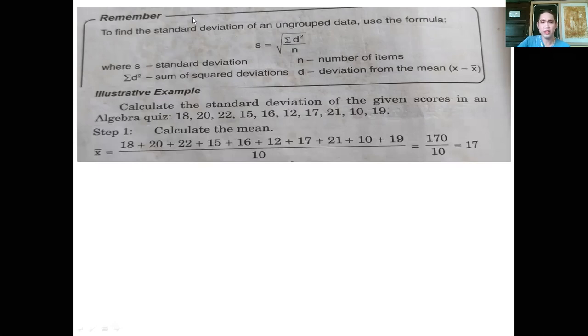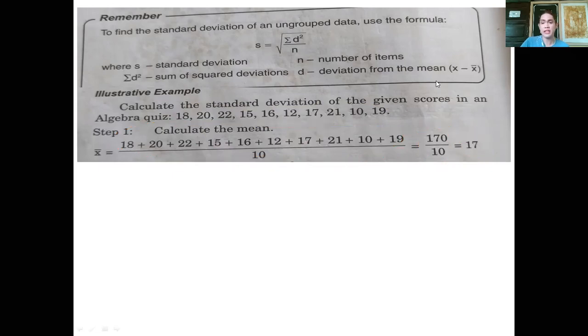Now, the first step is to find the mean. How to find the mean? You add them all, divide it by the number of items. There are 10 of them. If you want to count it, you may count it, just to check if it's correct. After you add them all, you divide it by 10. So you have 170 divided by 10. That gives you 17. So our mean is 17.